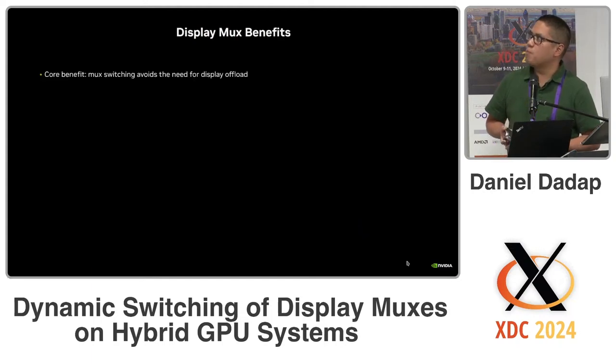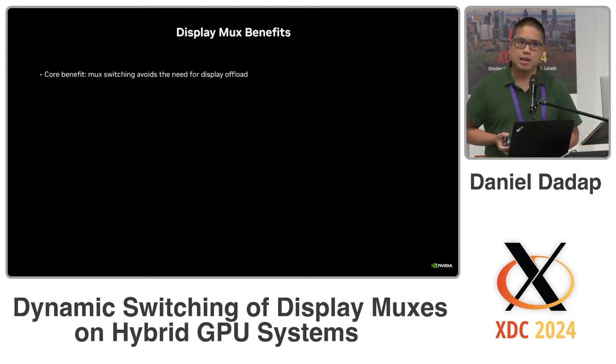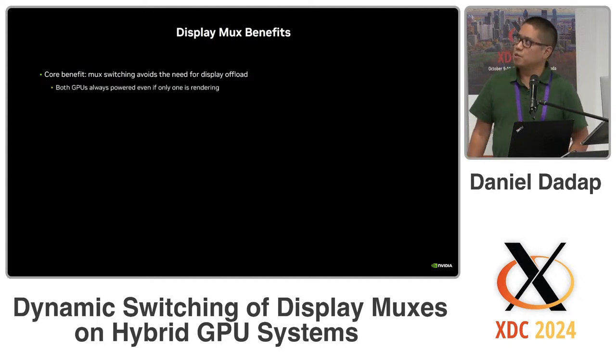Well, the core benefit of having a Mux is that if you can switch what GPU the display is physically connected to, then you can completely avoid the need to do any kind of display offload. And if you avoid display offload, then you don't need to keep both GPUs powered on all the time, even if you're only rendering on one. And you also don't have to do a full screen copy over PCI Express all the time. If you have a laptop with a 4K screen at 120 hertz, those full screen copies can be pretty expensive.